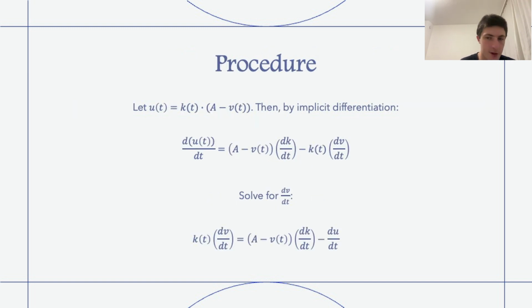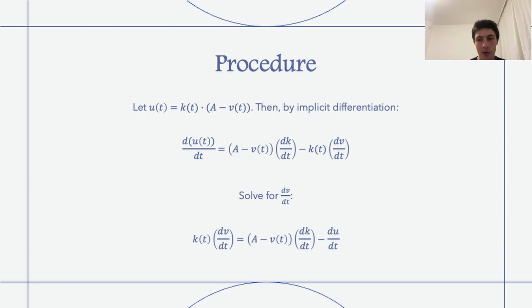So in order to solve this, we make a substitution. We let u of t be k of t times a minus v of t. All of the variables aside from a are dependent on t. We apply the derivative with respect to t, and we find this condition here. And we want to solve for dv over dt, which is the term that is multiplied by k of t.